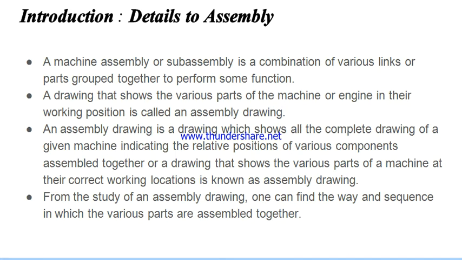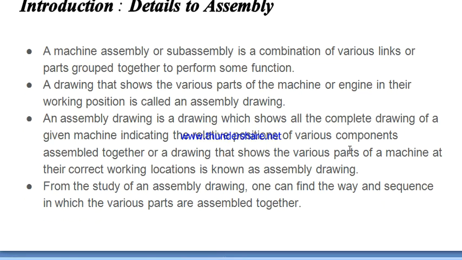A drawing that shows the various parts of the machine or engine in their working position is called the assembly drawing. Another definition: an assembly drawing is a drawing which shows the complete drawing of a given machine, indicating the relative positions of various components assembled together, or a drawing that shows the various parts of a machine at their correct working location. From the study of assembly drawing, one can find the way and sequence in which the various parts are assembled together. This is the definition of assembly.